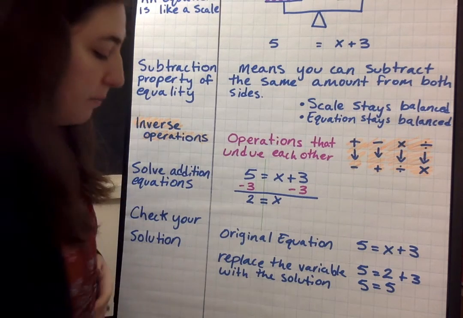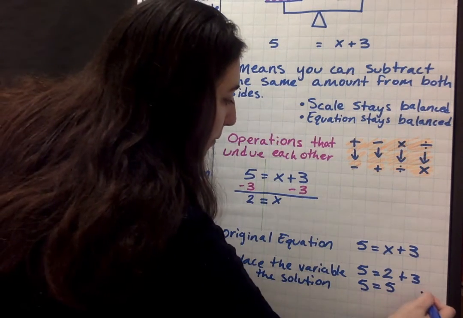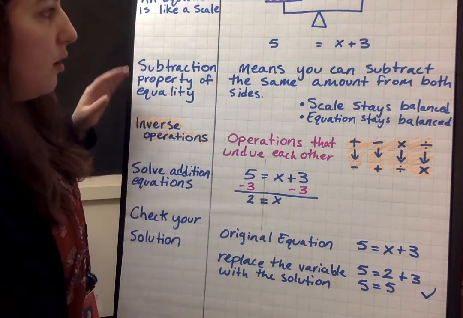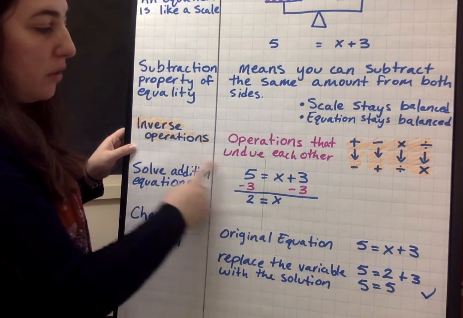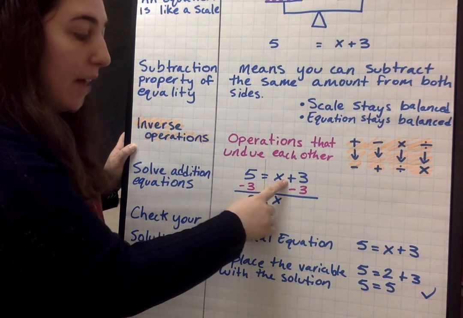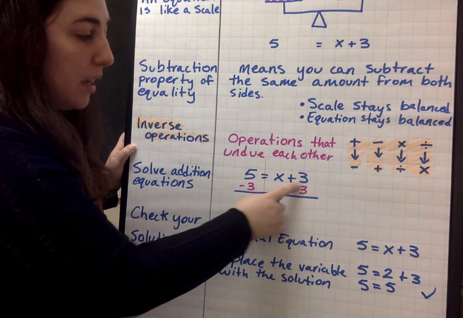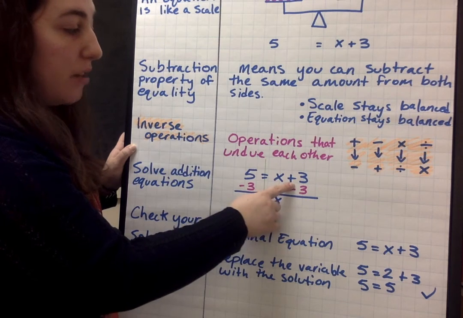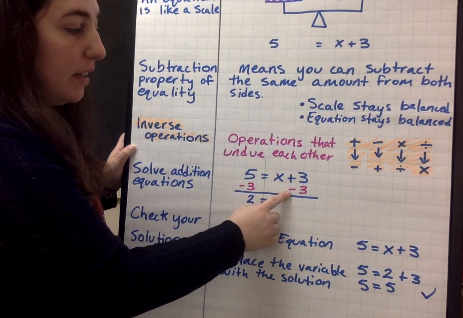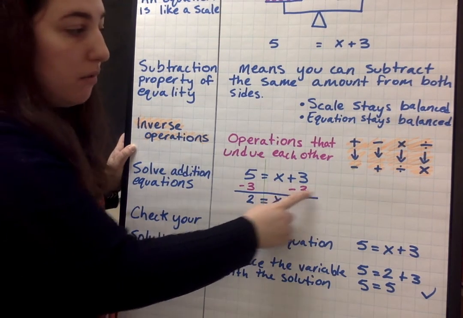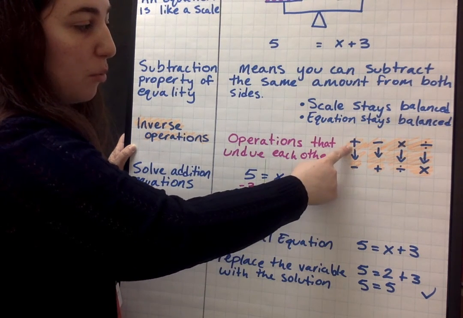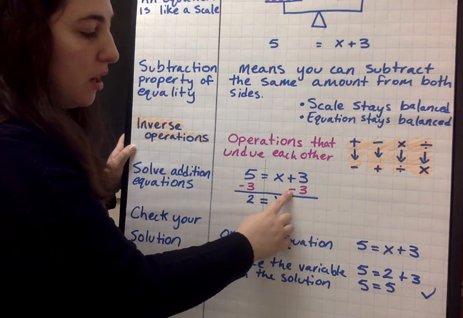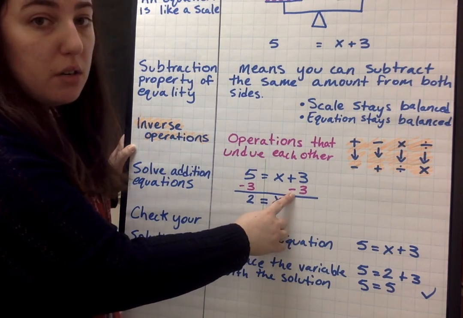That's it for today, okay? Make sure you're following this process. Use inverse operations, okay? Here I had x plus 3. In order to undo this, I needed to subtract 3, right? I was using the inverse operation, okay? Inverse operation for addition is subtraction. That's why I use subtraction here, okay?